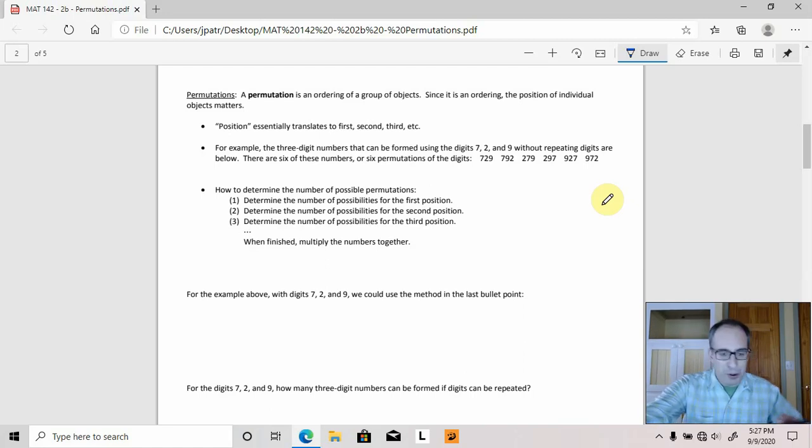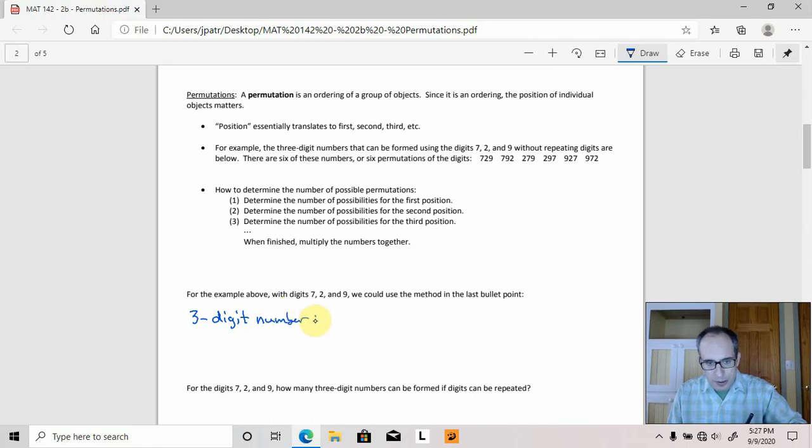And so I can show you how to do it. Like for the 3-digit numbers, so a 3-digit number. I'm just going to draw this with 3 blanks. So one digit would go here, one would go there, one would go there. Then if this is the first position right here, in that one you would have 3 choices, because you could have the 7 or the 2 or the 9.